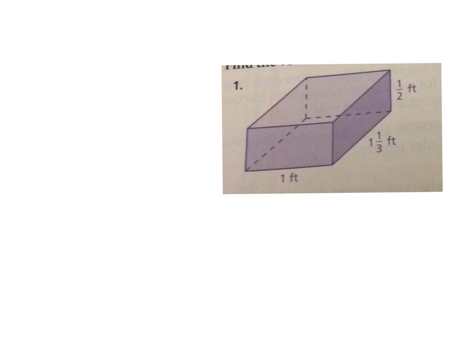Okay, so again, we're going to find the volume of this prism. We are going to do that by using the formula volume equals area of the base times height. So area of my base is a rectangle, and the dimensions of my base are 1 times 1 1/3. If I multiply 1 times 1 1/3, I'm going to get 1 1/3. So that's the area of my base. Now I'm going to multiply that by my height, which is 1/2.